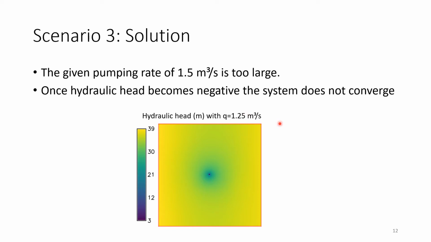So my technique here was to reduce the pumping rate to a level which I know was reasonable, like 0.1 cubic meters per second, which is still a lot, and then move upwards to see when I reach the critical level. And you see with 1.25 cubic meters per second, we already lower the groundwater level to 3 meters at the position of the pump. Of course the system fails, so it cannot converge anymore once the value becomes negative. This is what would happen if you pump with 1.5 cubic meters per second.